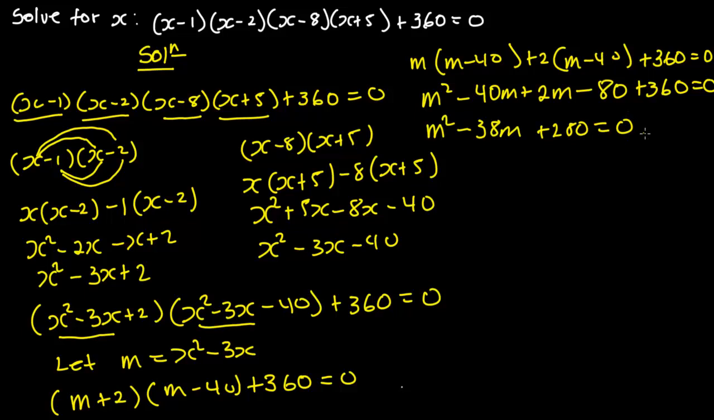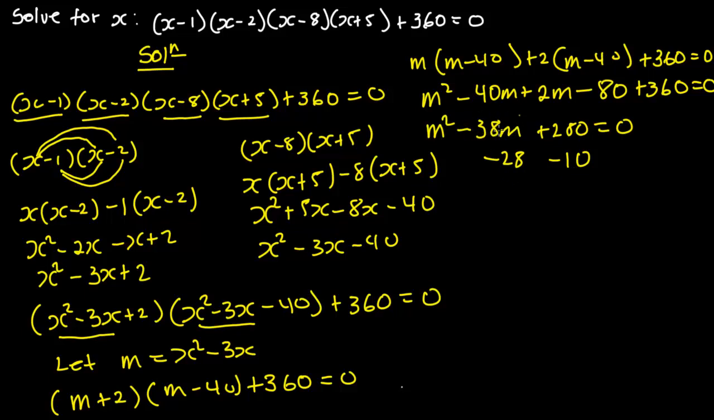Now from here, we have a quadratic equation over here. So what we are going to do now is manipulate -38, such that we are going to pick two numbers. When we multiply the two numbers, we have to get 280. And then when we add those two numbers, we have to get -38. So we are going to pick -28 and then -10. So when we multiply these two numbers, we are going to get 280. And then when we add the two numbers, we are going to have -38.